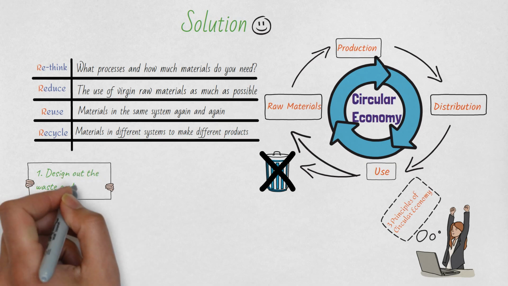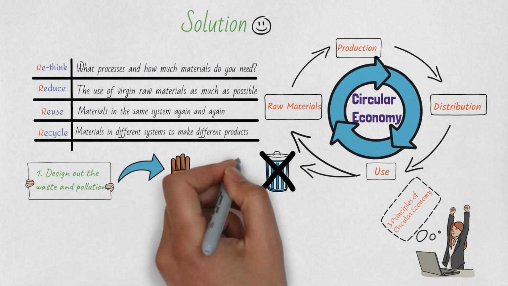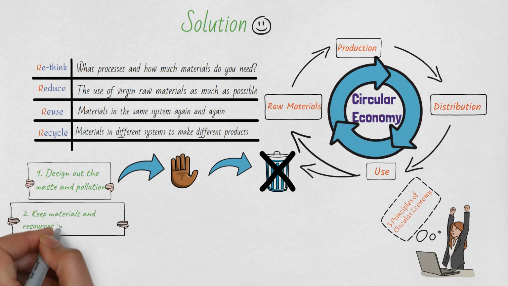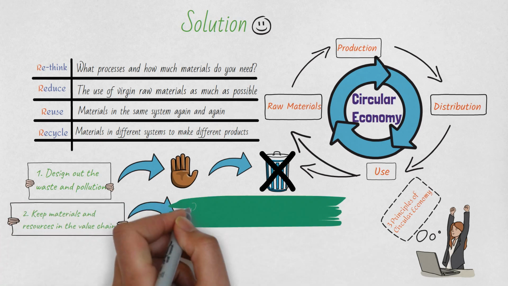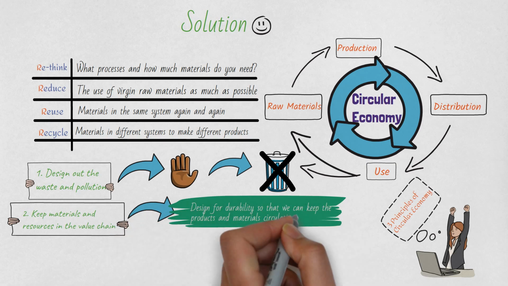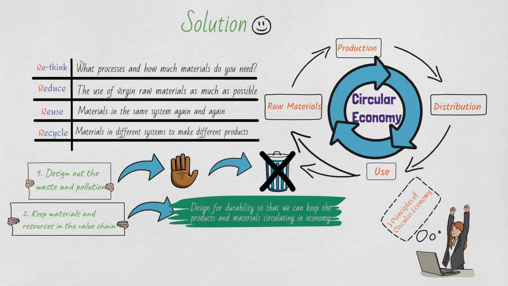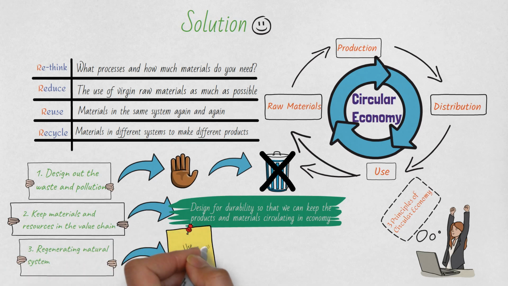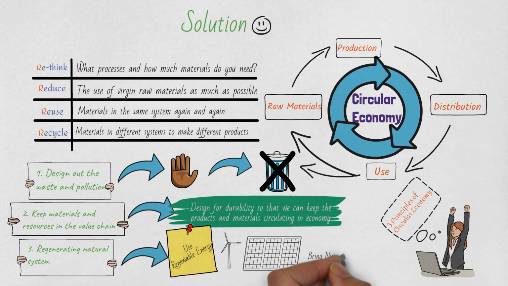First, design out the waste and pollution, which means we stop producing waste in the first place. Second, keep materials and resources in the value chain, which means design for durability, reuse, remanufacturing, and recycling, so that the products and materials keep circulating within the value chain. And the last one, regenerating natural systems, which means we use renewable energies and we design the system in a way so that it goes back to the soil to support regeneration.